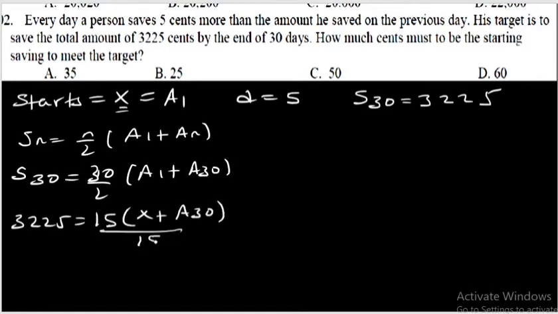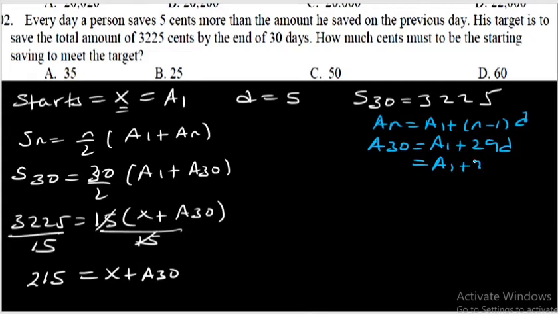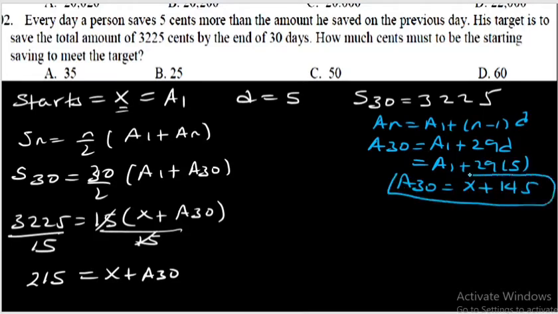This time I can divide by 15 on both sides just to simplify. Our objective is to get X, because the question is how many cents must be the starting, and the starting is X. So when you simplify, this will be 215 equals X plus A30. What about A30? Again, An is equal to A1 plus n minus 1 times d. So A30 means A1 plus 29 times d, which is equal to A1 plus 29 times 5. So A30 is equal to X plus 145. You can multiply and check this result. So this is A30.